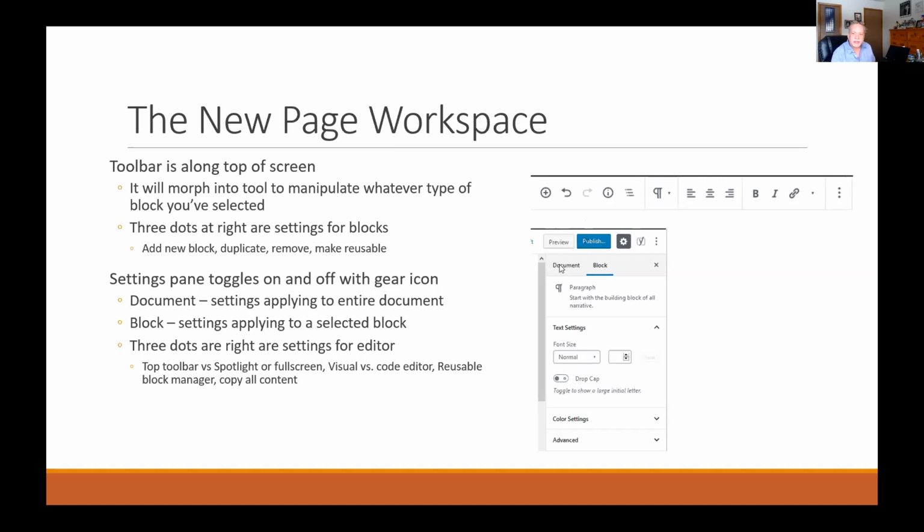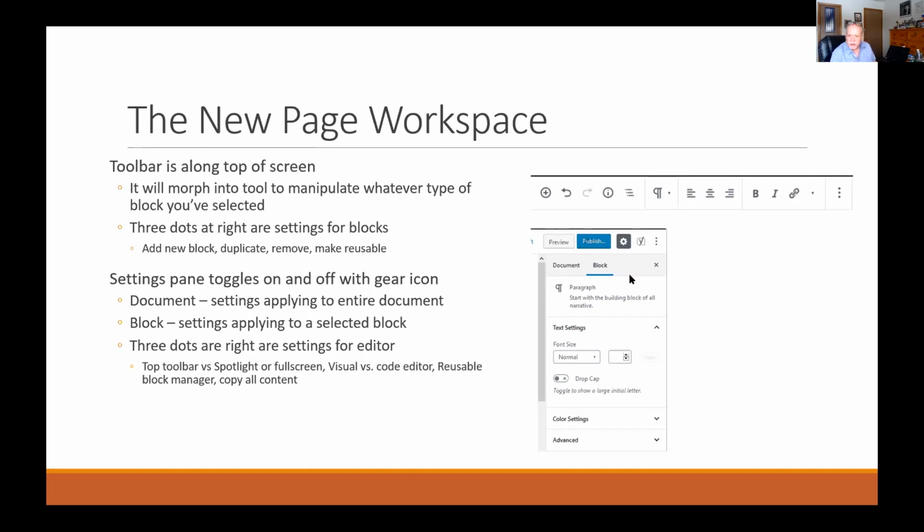The Document tab has settings that apply to the entire document. So things like when do you want to publish it? Do you want to publish it publicly or password protected and so on? And then the Block tab has the settings for whatever specific block you've chosen. So in this case, we can see it's a paragraph block, and you can do things like add a drop cap, change your font size, change the color of the text, and so on.